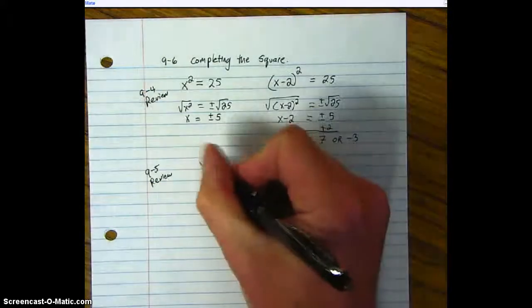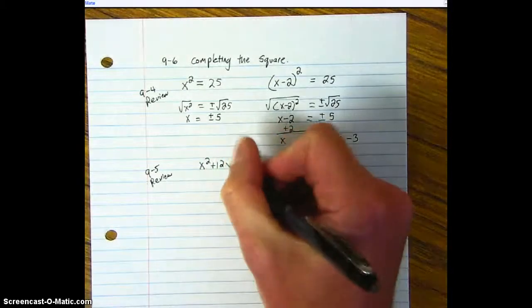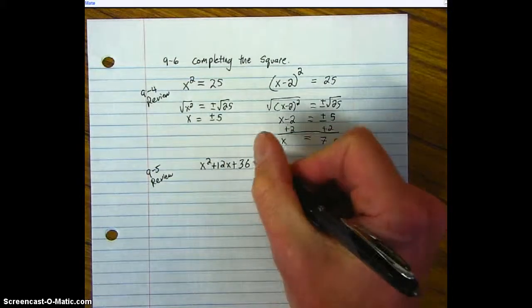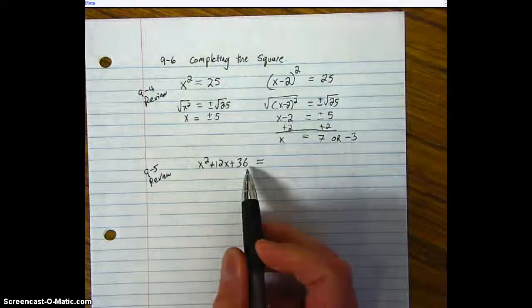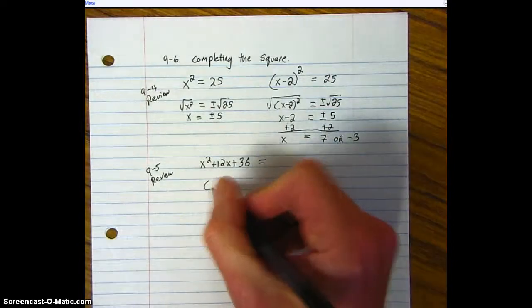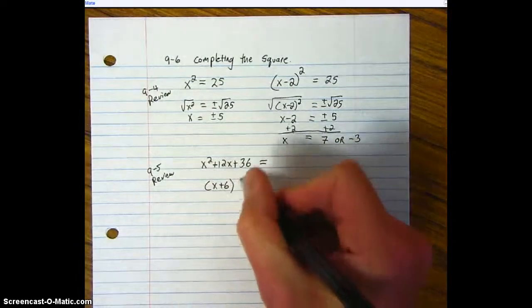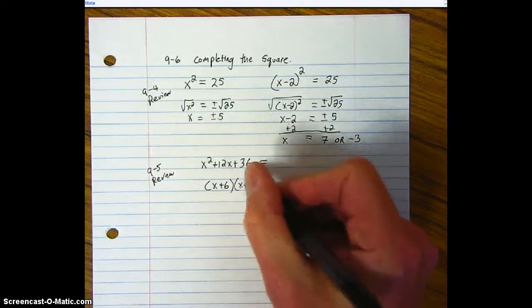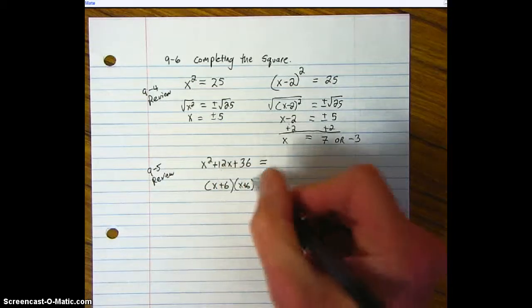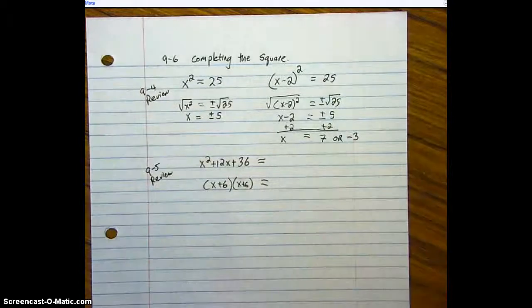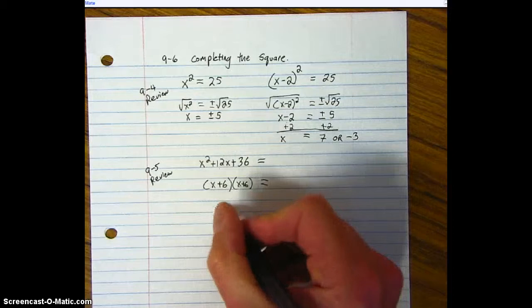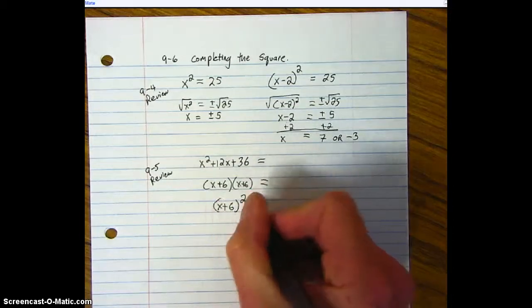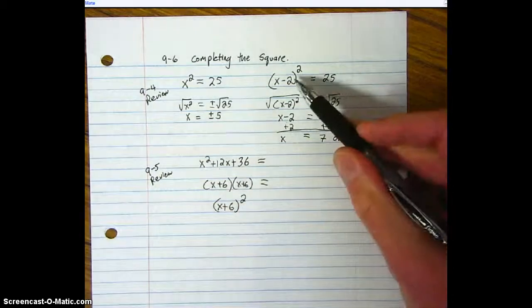Well, if I gave you a trinomial that said x squared plus 12x plus 36, and I'm going to leave this off for the time being, can you actually factor that? And hopefully you recognize that you can. It becomes x plus 6 times another x plus 6. 6 times 6 is 36. 6 plus 6 is 12. Equals. I'm going to leave the equals sign on the other side blank for the time being. Well, how do I rewrite that another way? And hopefully you recognize that it's x plus 6 squared, which kind of looks like this, doesn't it?